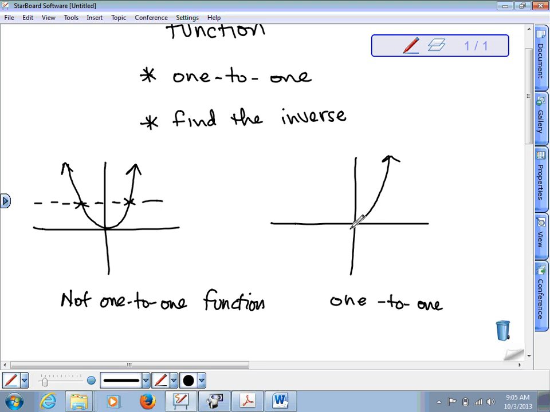But this one over here on the right, it passes the vertical line test, yes? And it passes the horizontal line test. So it is a function, and it is also one-to-one. So this is a one-to-one function.